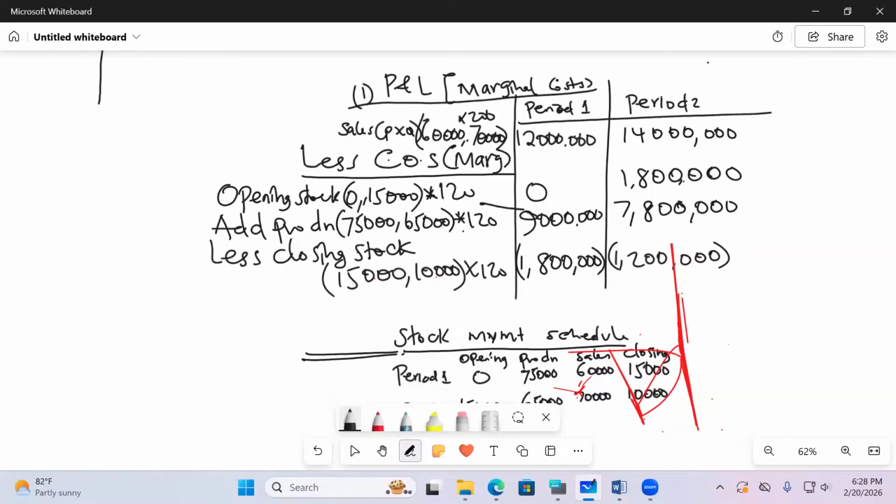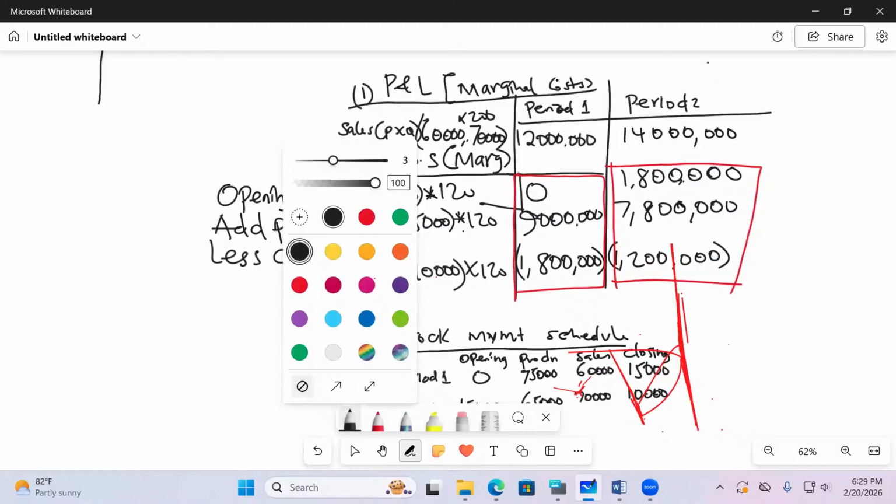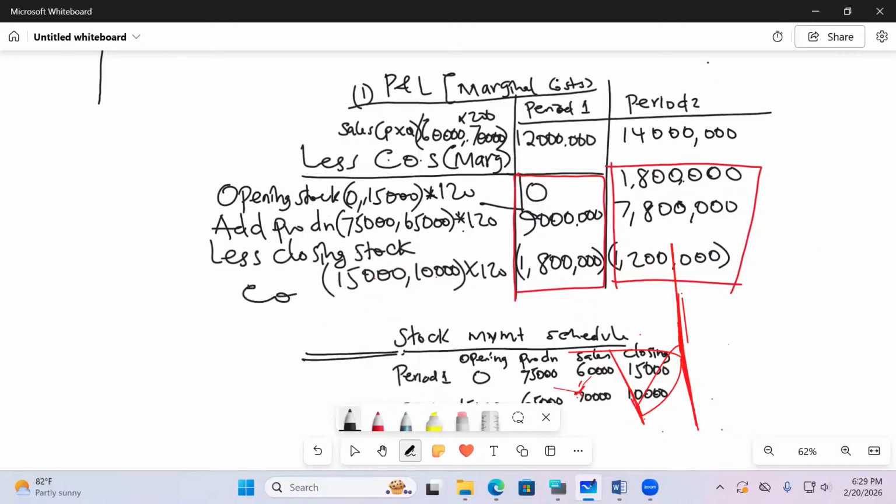You subtract. So then come and combine these 3 elements, ladies and gentlemen, to give me the marginal cost of sales. Combine those 3 elements to give me the cost of sales. So give me here cost of sales. What I want you to do for me is to take 0 plus 9 million minus 1.8 million, give me a figure to write.